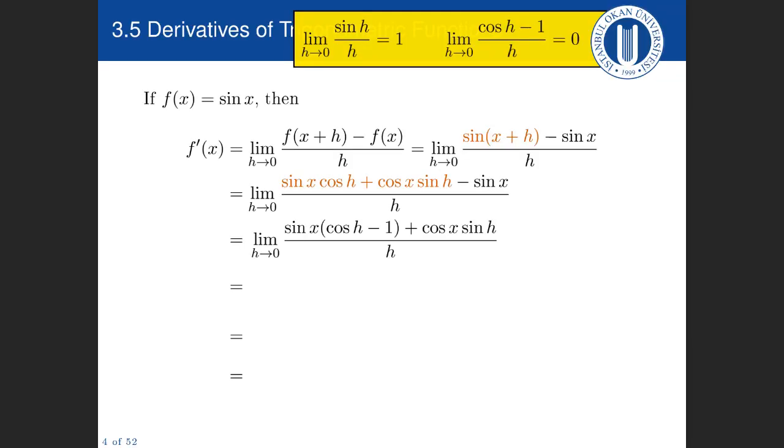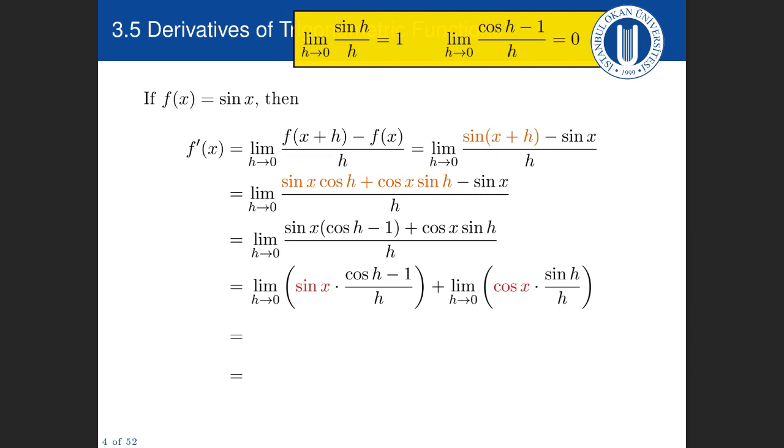Now we almost have that. If we put the sine x terms together first, we have sine x cos h minus 1, and then plus cos x sine h over h. Or writing that a different way, using the sum rule, that's the limit as h tends to 0 of sine x cos h minus 1 over h, plus the limit as h tends to 0 of cos x sine h over h.